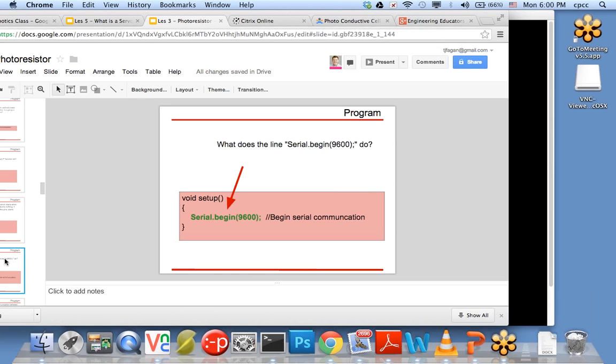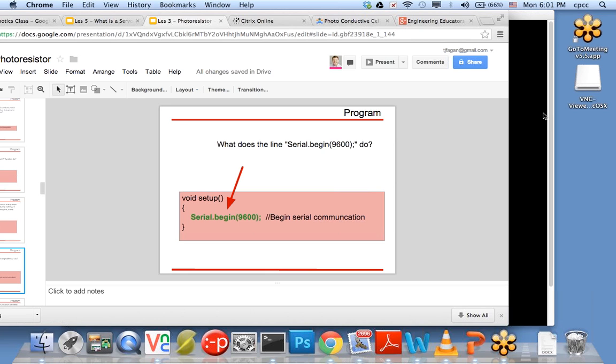So this is a new one. Can anybody see, or what does the line Serial, with a capital S, and again, it has to be orange, dot begin, parentheses 9600, end parentheses, semicolon do? If no one raised their hand, that's fine. We did not go over this. This is a new thing that we're going to discuss now.